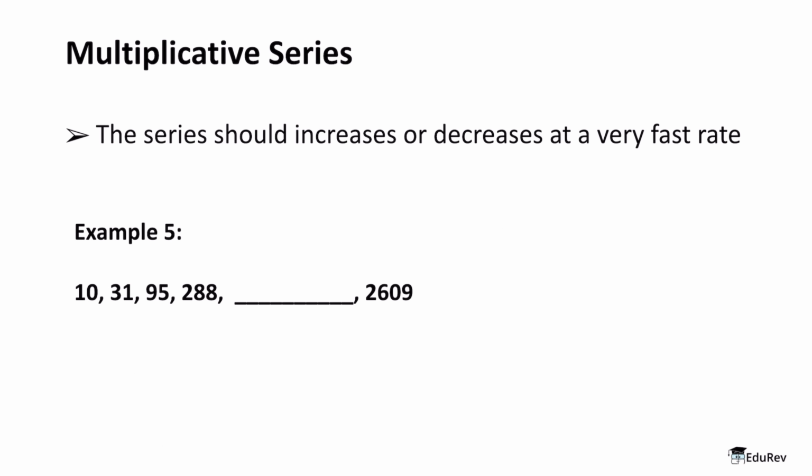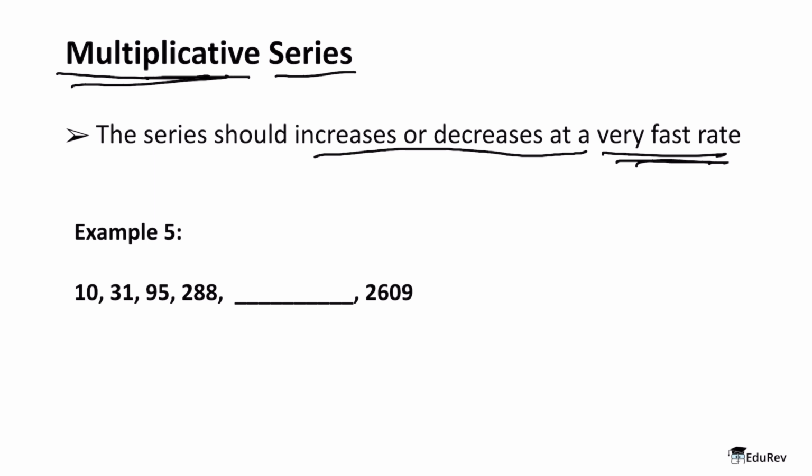Now let's look at a different type of series, which is the second type of series, the multiplicative series. In this series, the digits increase or decrease at a very fast rate. So whenever you see in a series that the numbers are increasing at a fast rate, then instead of applying the difference method, we go for the multiplicative series method. As you can see in example number 5 here.